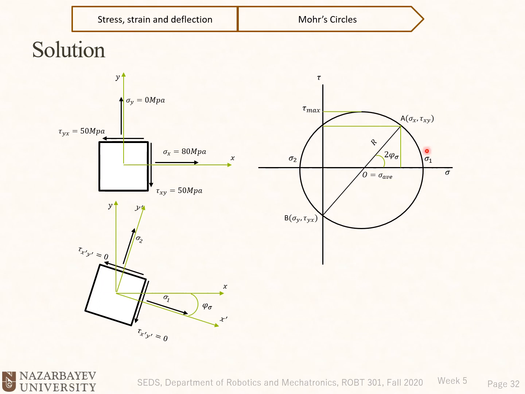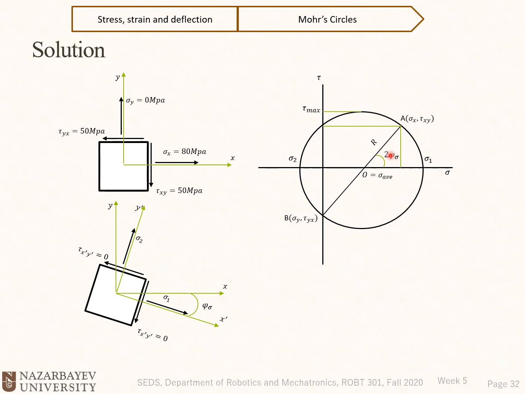Okay, now we have sigma 1 and sigma 2. Now we need to find a stress element which has both sigma 1 and sigma 2 on it. What we need to do is rotate our element. How much should we rotate our element? We should rotate it by the value of phi sigma.